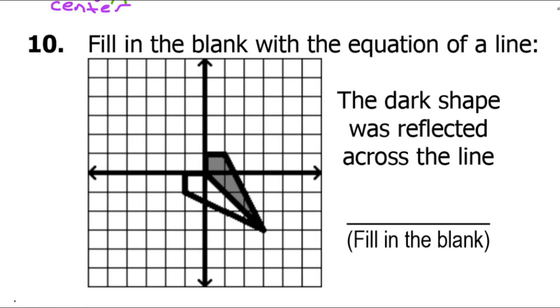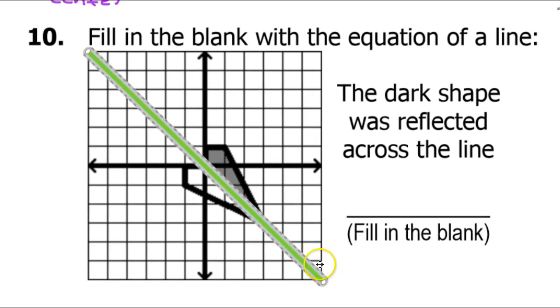Alright, for number 10, where is the reflection line? And again, just look at the double image as a whole. Alright, this, to me, if I squint, it sort of looks like a paper airplane. So where's the line that splits this paper airplane right down the middle? And I'm hoping you can see that it's right here. Okay, this is the line that splits that double image right down the middle.